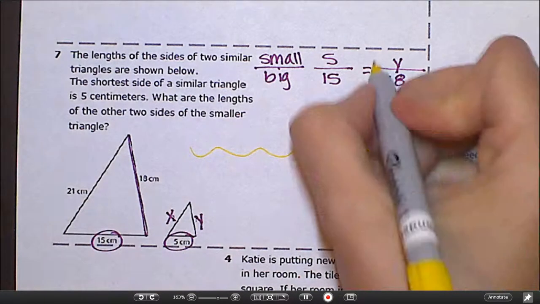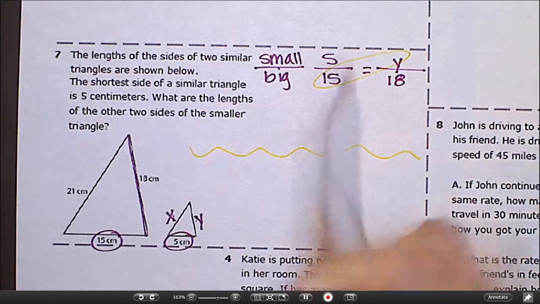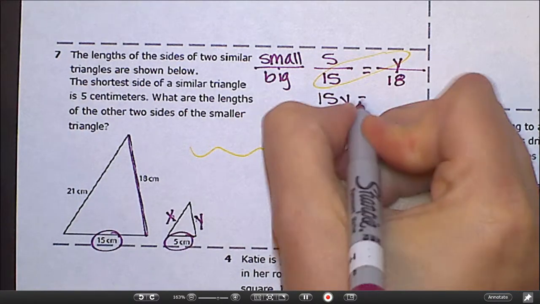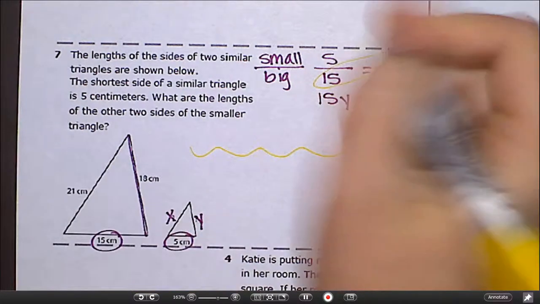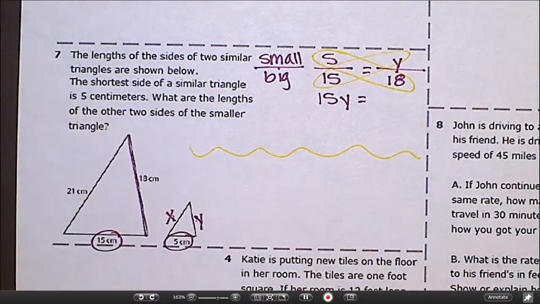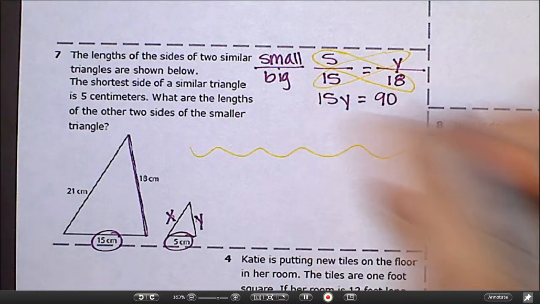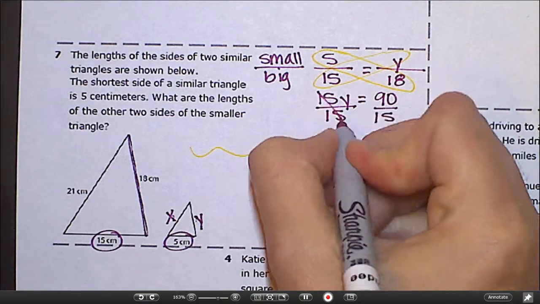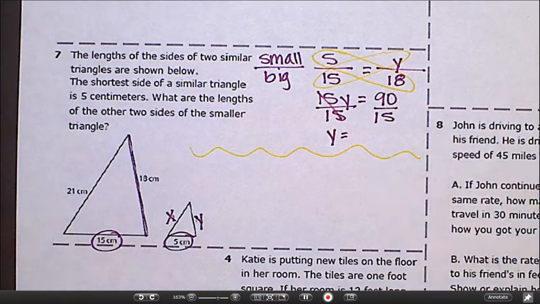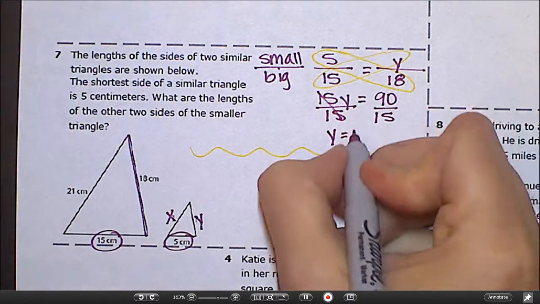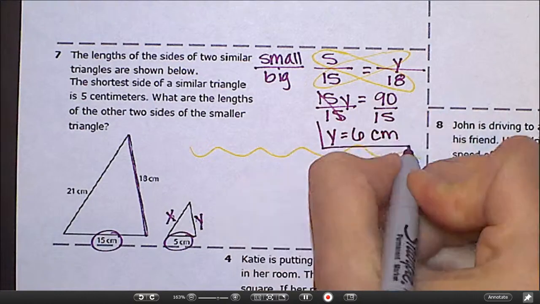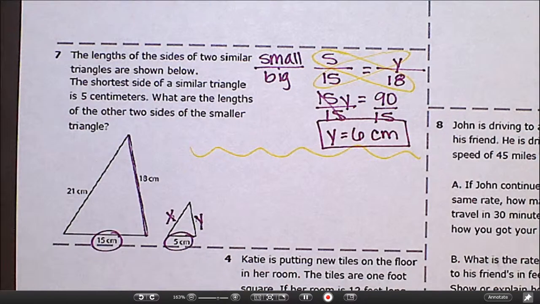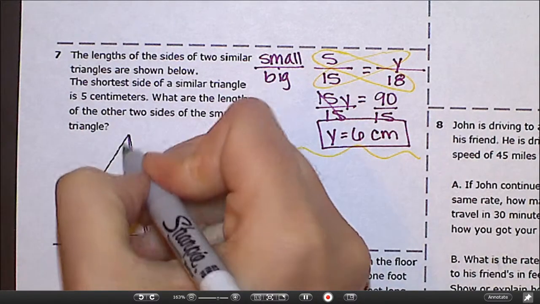Let's cross multiply. 15 times y is 15y. 5 times 18, let's put that in our calculator. That's 90. I'm going to divide both sides by 15. And when we divide that, we get y equals 6 centimeters. Don't forget those units. So now, you need to find x.